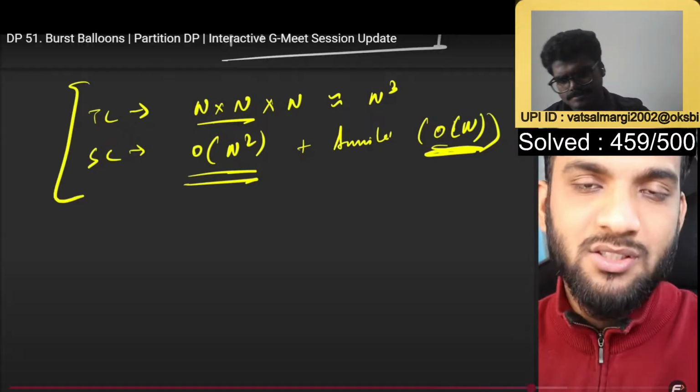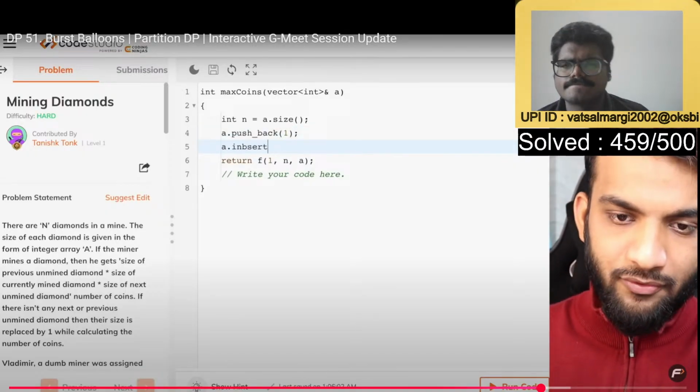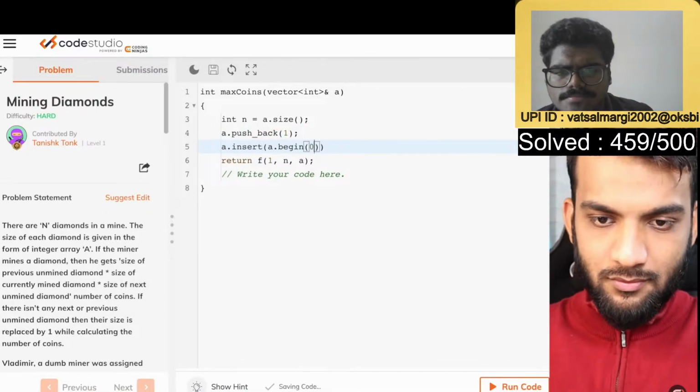In the next step, I will be coding this recursive solution, and then we will try to tabulate it. Now I'll return it back. At the back I've inserted, and now I will be just doing an insert right at the front. So if you use the insert function.